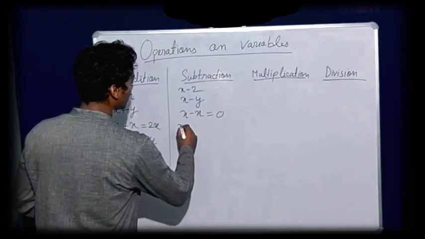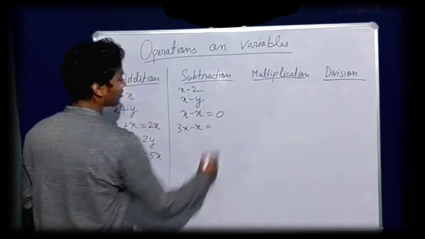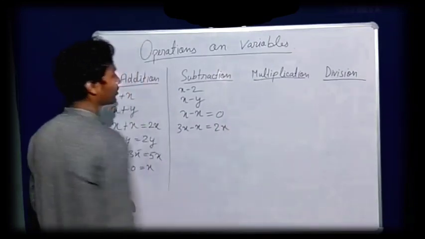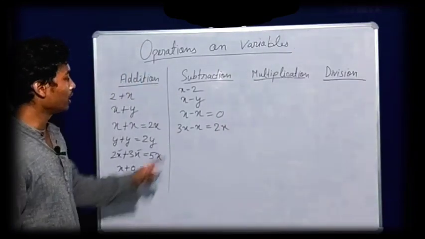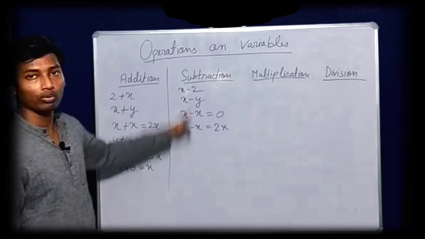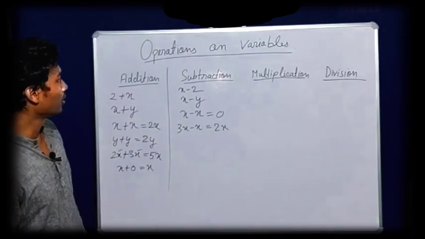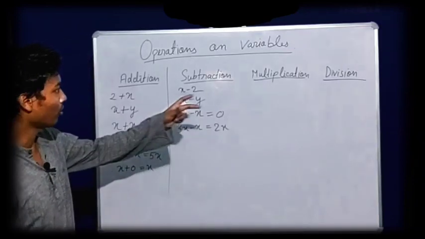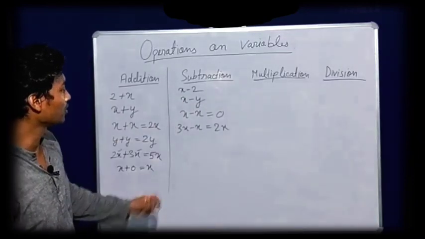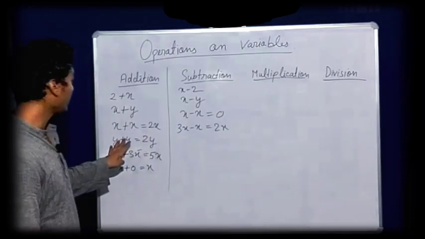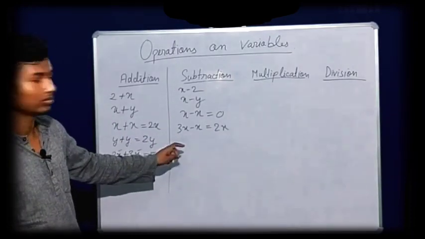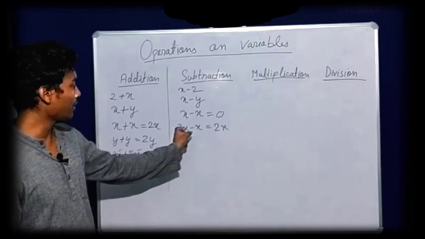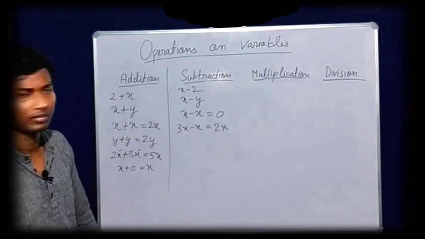If it was 3x minus x, then there is 3x, there is 1x here, so it means 2x. So the variable has to remain the same in order to carry out the operation of addition, subtraction, multiplication or division on variables. Whenever we are adding and subtracting, only the terms which have the same variables can be added or subtracted.